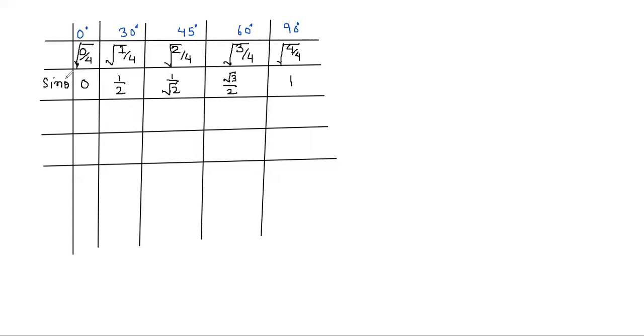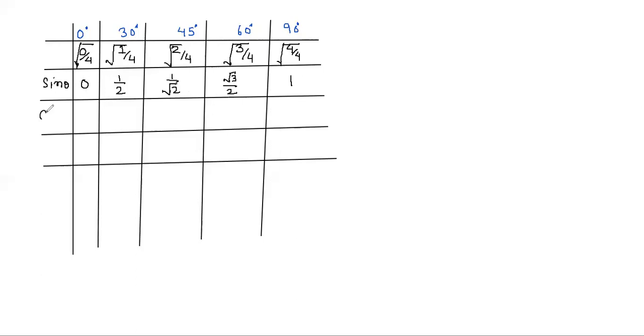If theta is 0 degree, 30 degree, 45 degree, this trigonometric ratio, that means perpendicular upon hypotenuse, will be in the ratio 0 is to 1 if it is 0 degree, 1 is to 2 if it is 30 degree, 1 by square root 2 if it is 45 degree, square root 3 by 2 if it is 60 degree, and it is equal to 1 when it is 90 degree.